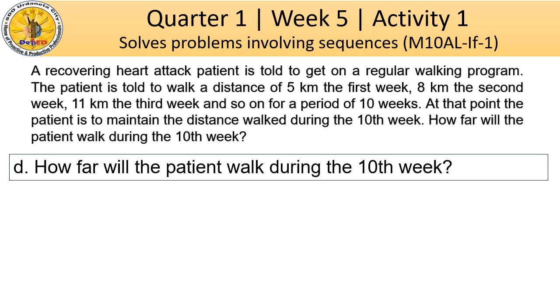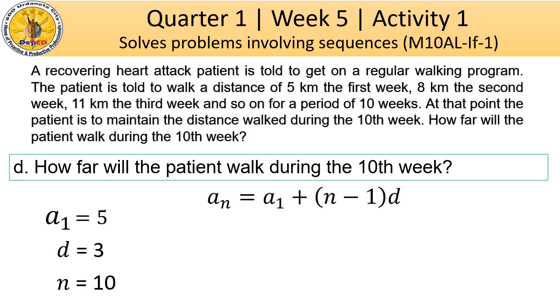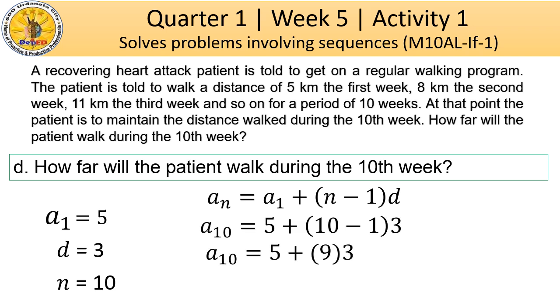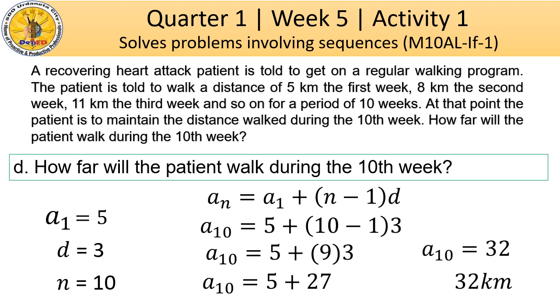How far will the patient walk during the 10th week? We have the first term, the common difference, and n is equal to 10, because we are looking for the distance walked during the 10th week. Therefore, we have 10 terms. To find the 10th term, we will use this formula. Let's substitute the given values. 10 minus 1 is equal to 9. 9 times 3 is equal to 27. 5 plus 27 is equal to 32. So the 10th term is equal to 32. We have 32 kilometers.